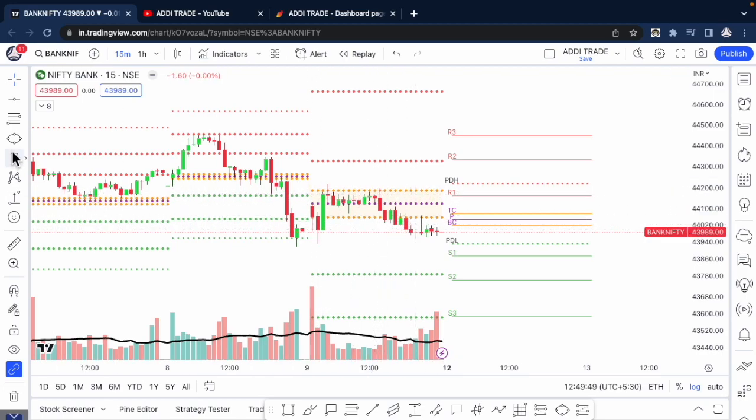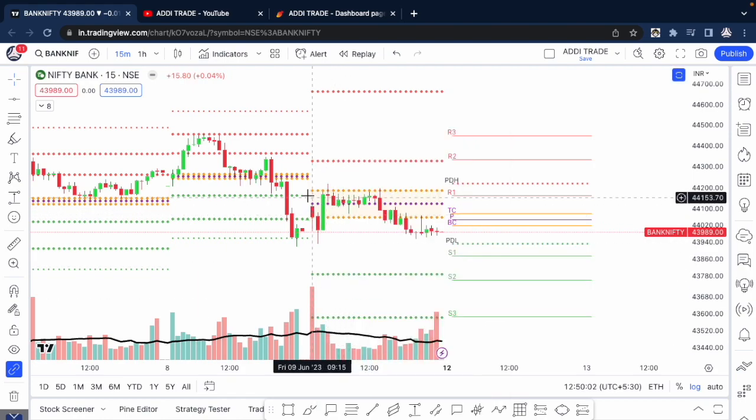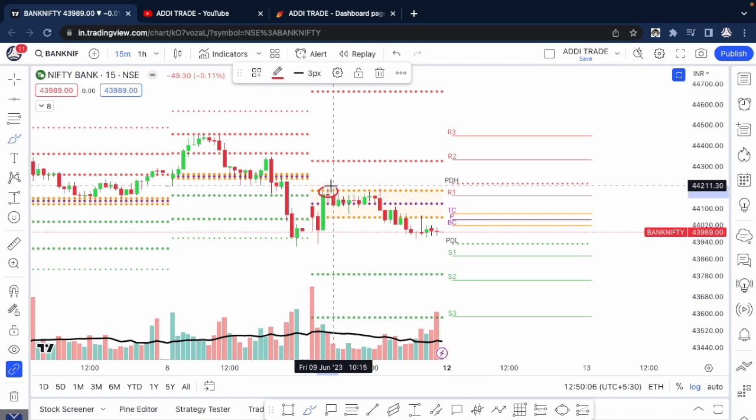Now it's not necessary that, let me take this highlighter. See, it's not necessary that if the CPR is rejecting, we should take a short trade here. But what could have been prevented on this day because of CPR, right? That is not going long unless the CPR is broken.